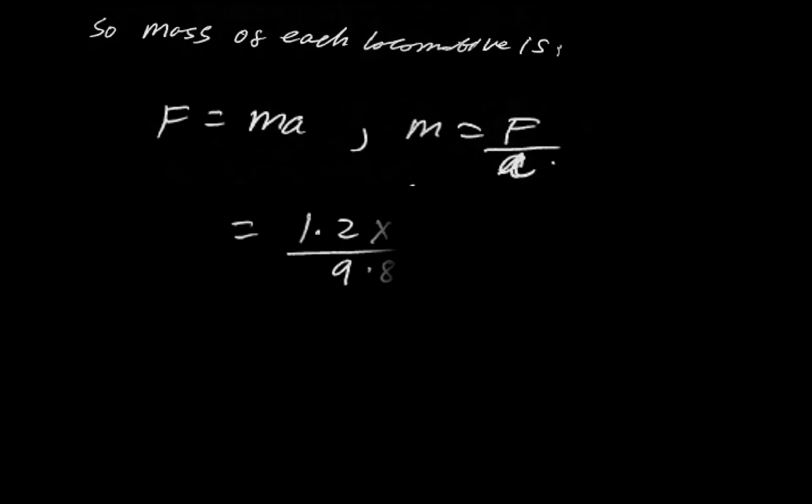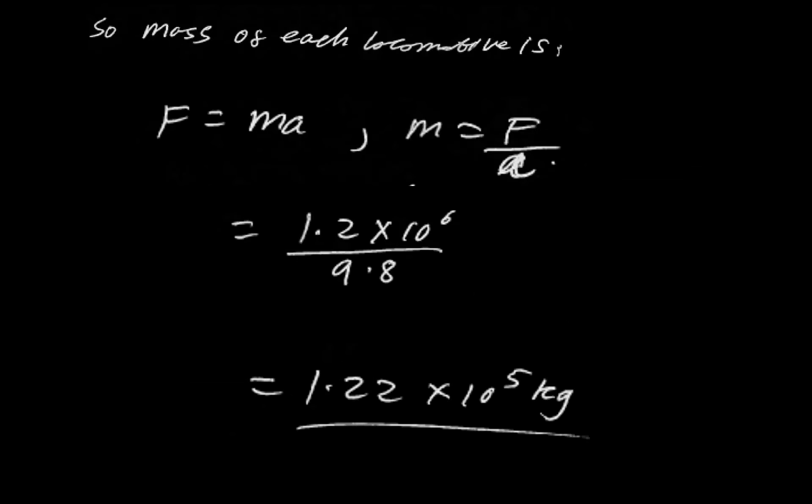So the mass of each locomotive is something we still have to calculate. We had that given as a force, inconveniently, in this question. So the mass will be force over acceleration, where acceleration here is g, 9.8 meters per second squared. 1.2 million divided by 9.8 gives us a mass for our locomotives of 1.2 times 10 to the 5 kilograms.